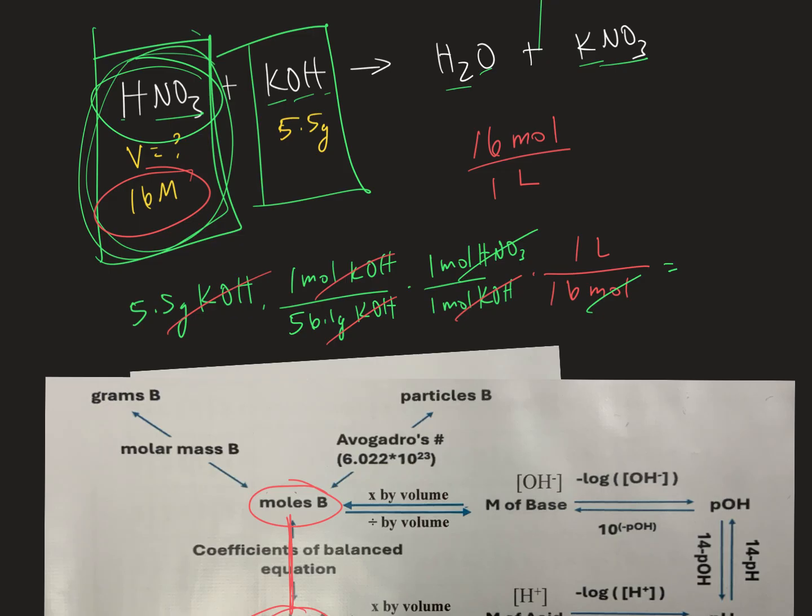And we get 0.00613 liters, or we can convert that to milliliters and get 613 milliliters. Does that make sense to everybody? So, did you say 6.13 milliliters? Yeah, 6.13. You're right. I'm tired.